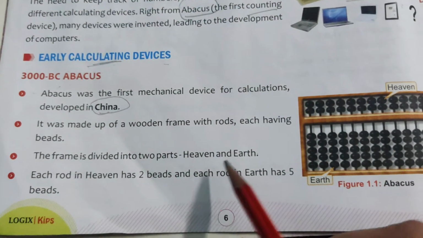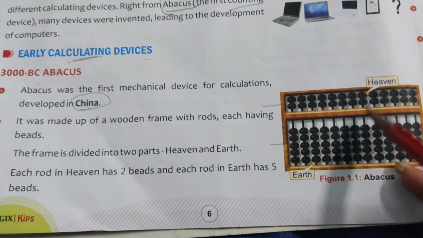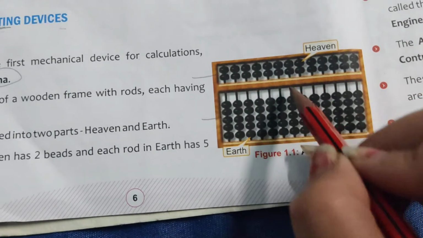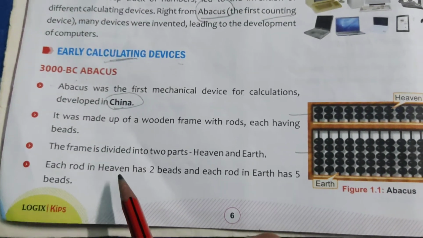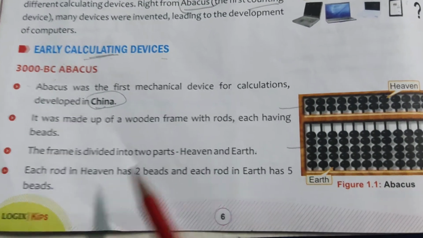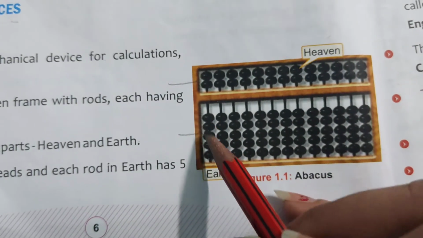The frame is divided into two parts. First part is this one, second part is this one. A line is there to divide both heaven and earth. Above side is known as heaven and down side is known as earth. Each rod in heaven has 2 beads and each rod in earth has 5 beads. Now you can count here. Here 2 beads are there in heaven and 5 beads are there in earth.